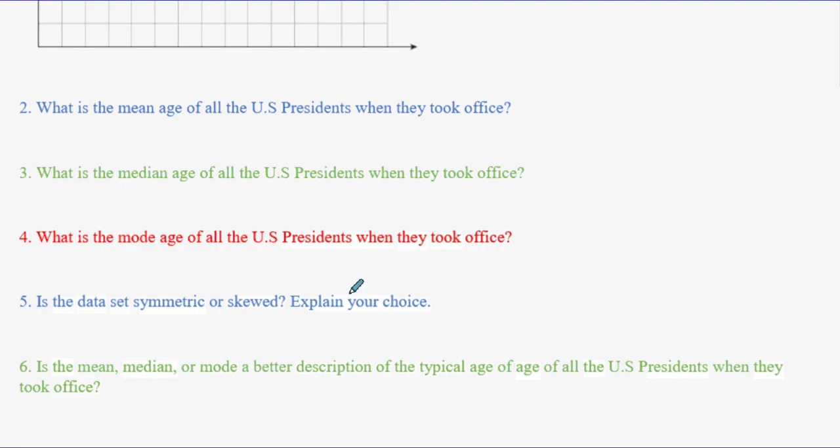So let's have you pause the video and have you work on constructing the histogram. Also calculate the mean, median, and mode to help make our decisions about 5 and 6. Resume the video when you're ready for a check.